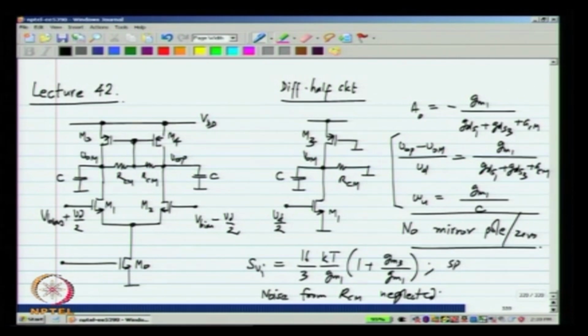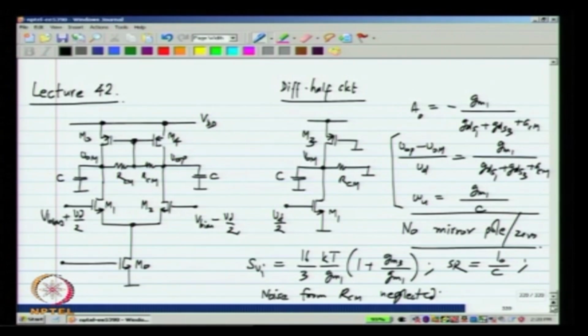And the slew rate will be I naught by C, because all of I naught flows into M1 or M2, and the rate of change of the output voltage will be related to I naught and this capacitor C. Okay.